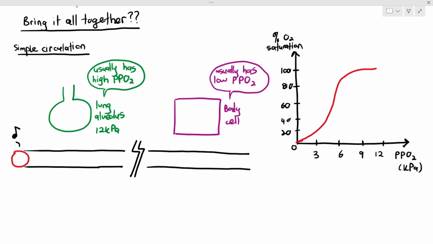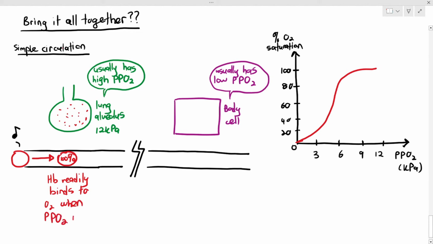Let's say that the lung alveolus has a partial pressure of 12 kilopascals. So when the red blood cell reaches the lung alveolus, it is exposed to 12 kilopascals of oxygen. Based on the curve, when it's exposed to 12 kilopascals of oxygen, based on that line, as you can see there in yellow, it will become 100% oxygen saturation. So the red blood cells are automatically filled up with oxygen because the oxygen diffused into the red blood cells from the lung alveolus.